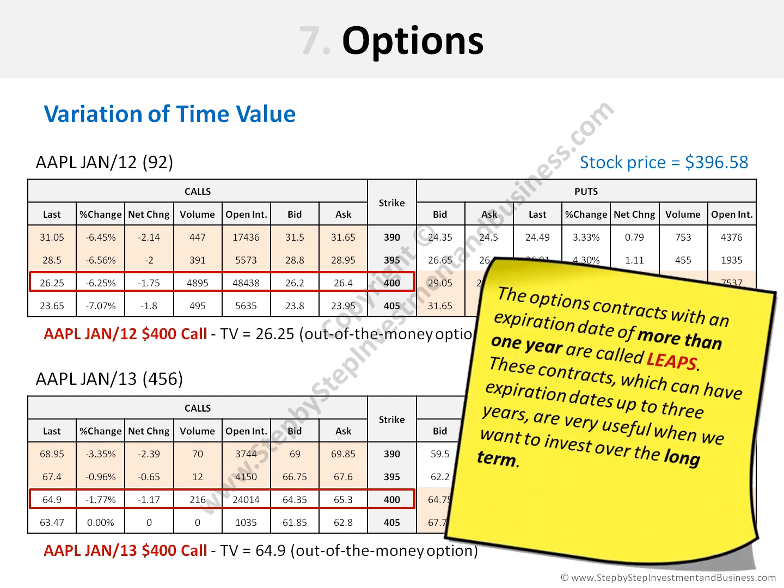It is important to mention that the options contracts with an expiration date of more than 1 year are called LEAPS. These contracts, which can have expiration dates up to 3 years, are very useful when we want to invest over the long term.